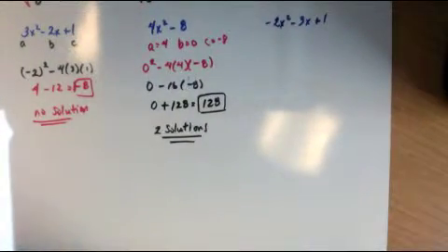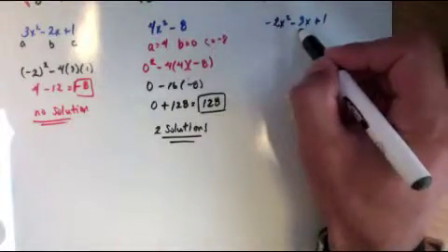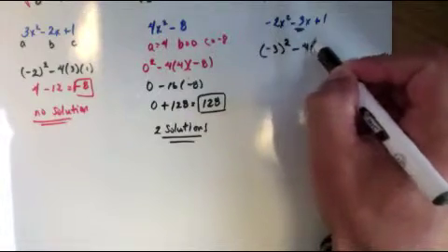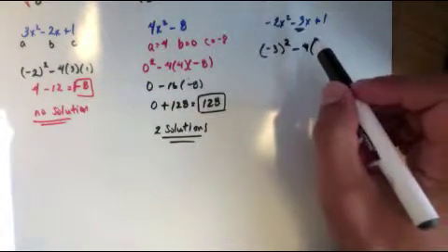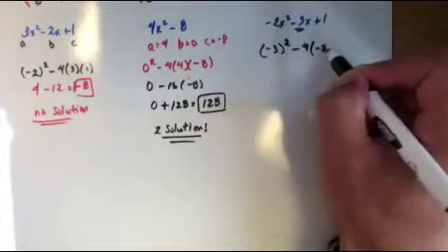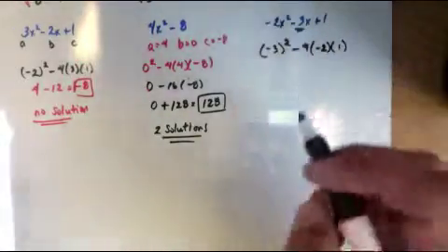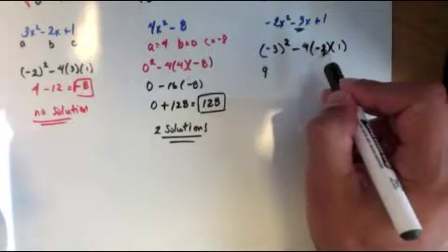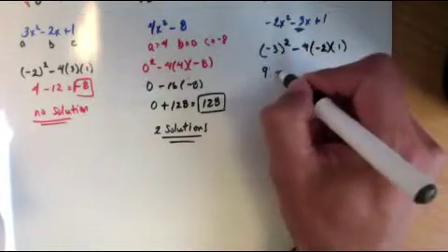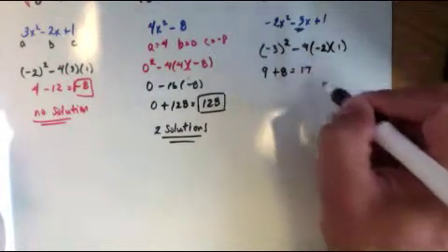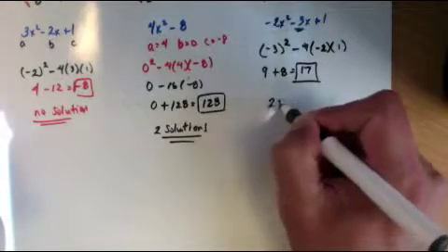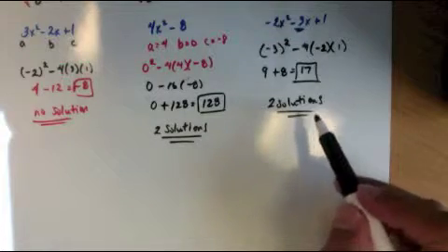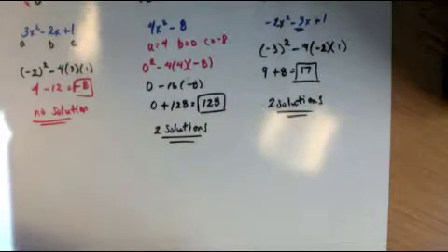Okay, let's do our last one. Remember, this is my b, negative 3 squared, minus 4. Letter A is negative 2, and letter C is 1. Negative 3 squared is positive 9, and then negative 4 times negative 2 is 8. 8 times 1 is 8, so 9 plus 8 is 17. So this one also is going to have two solutions, and it's going to cross the x-axis at two places. So that was easy.